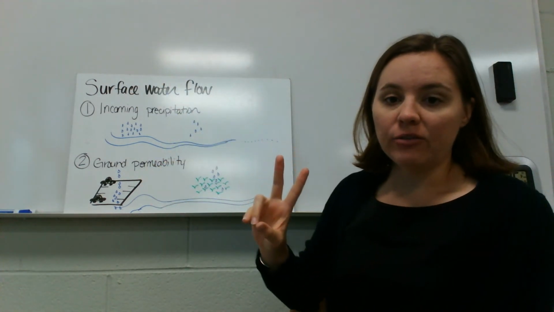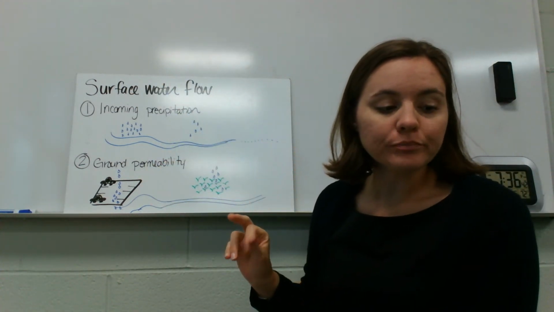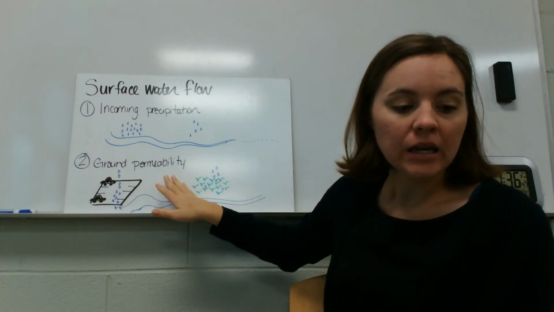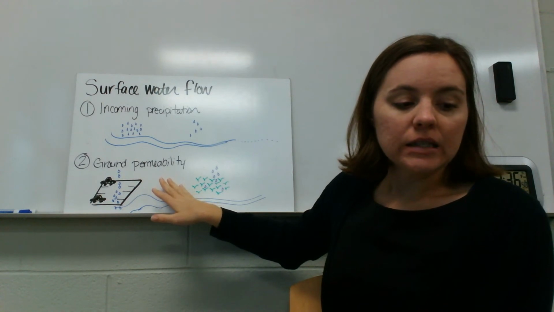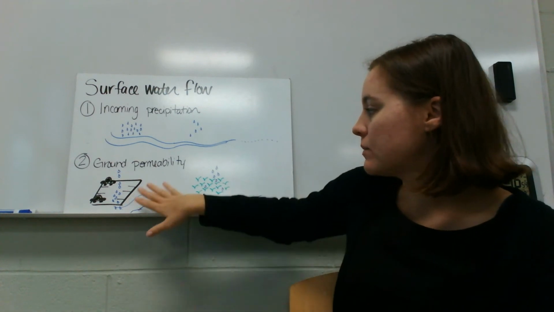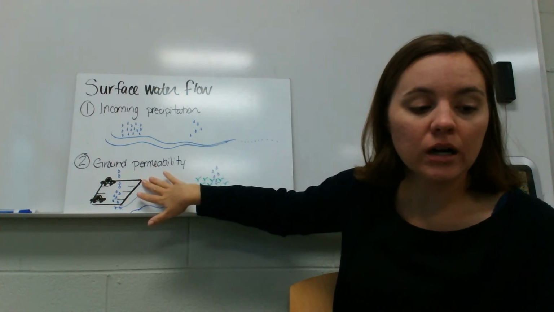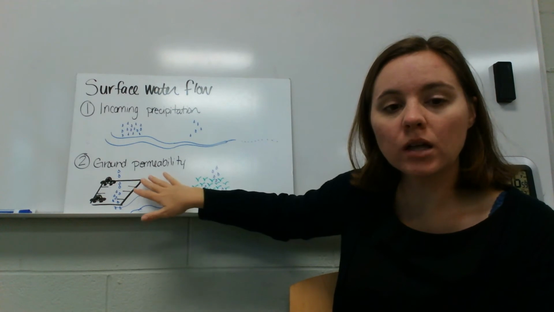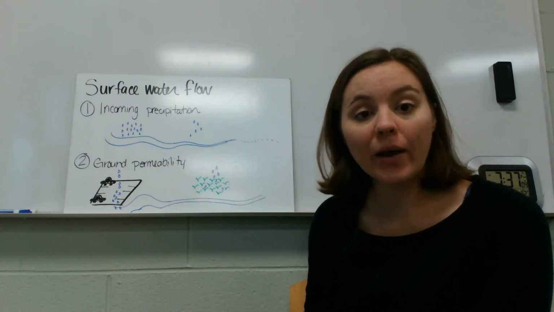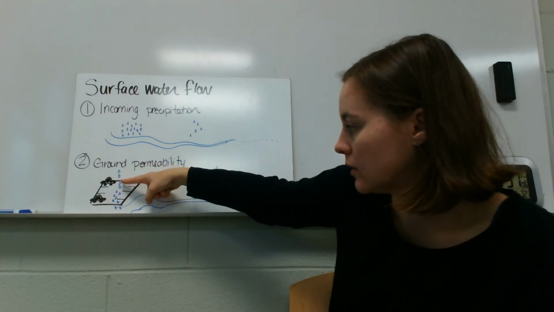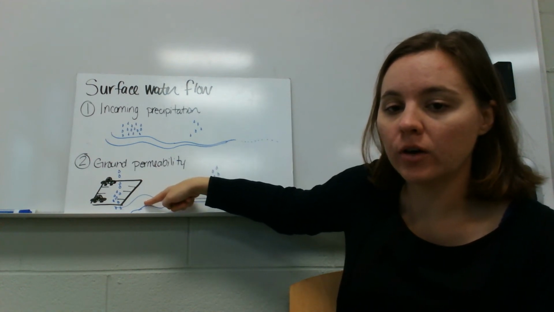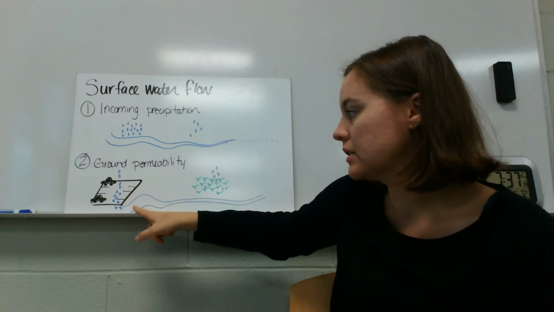The second thing that can affect surface water flow and volume is the permeability of the ground. So permeability is the ability of liquids to pass through something. If we have something like a parking lot or hard clays or solid rocks, they're very low in permeability, so water cannot pass through them. So it's just going to run straight down and into the stream, and we're going to have higher surface water volumes in these situations when it rains.